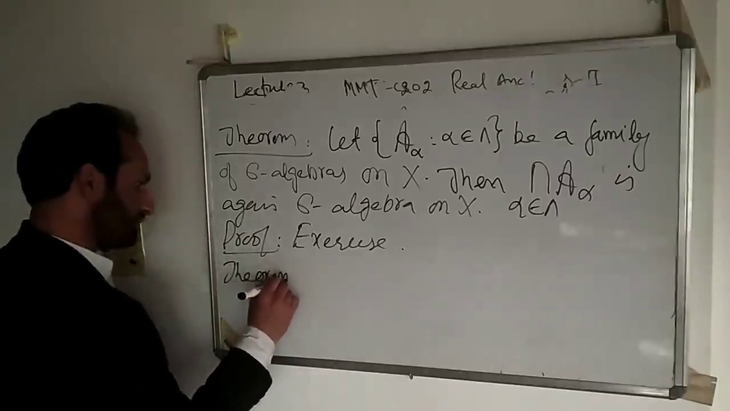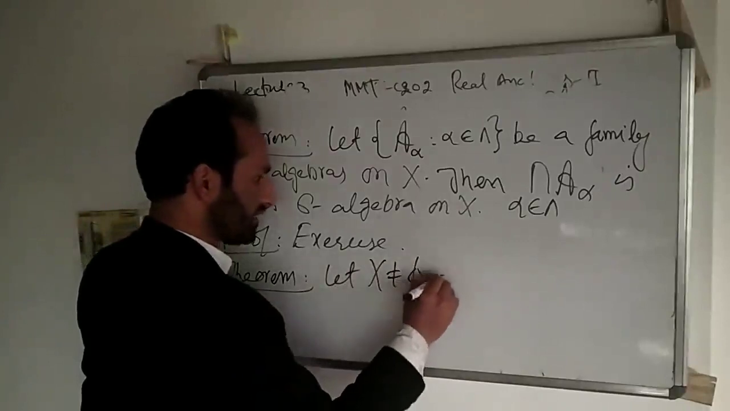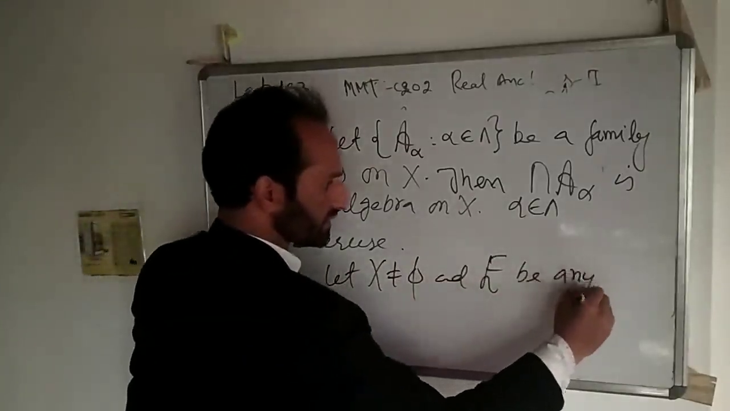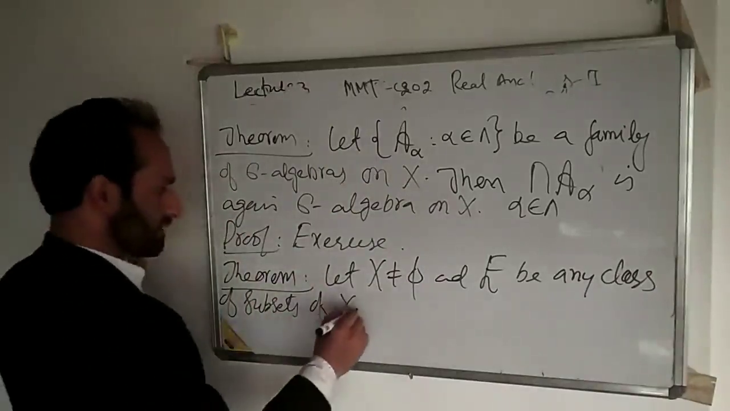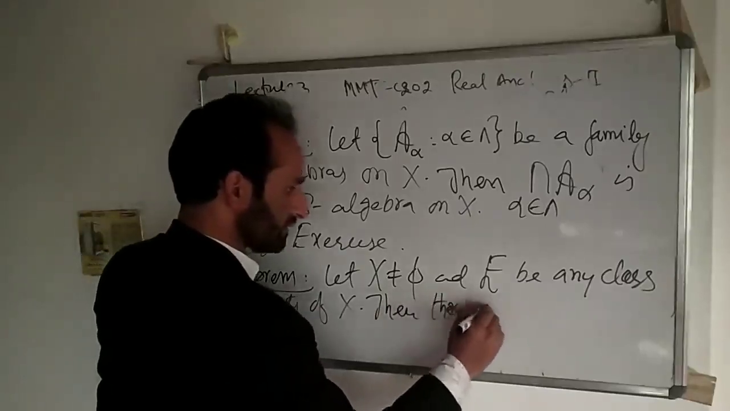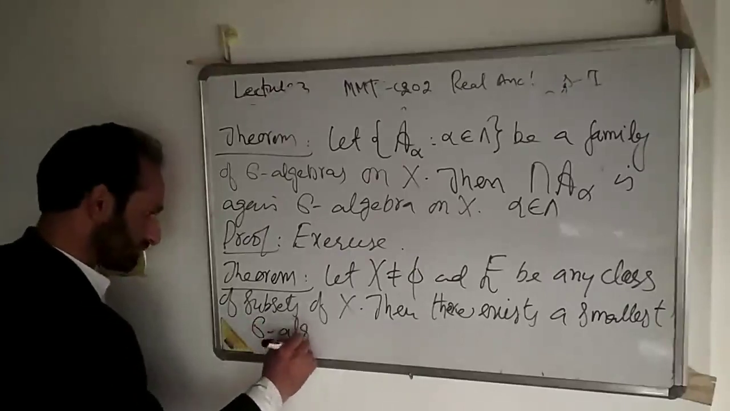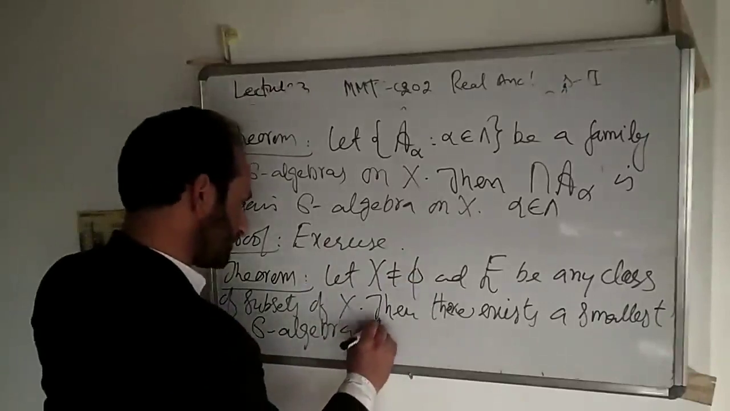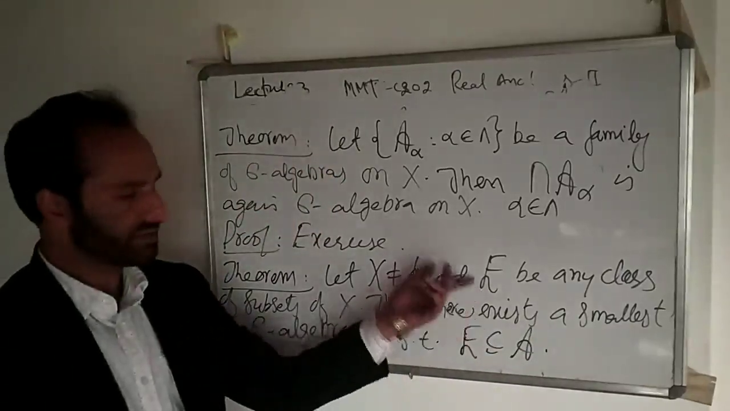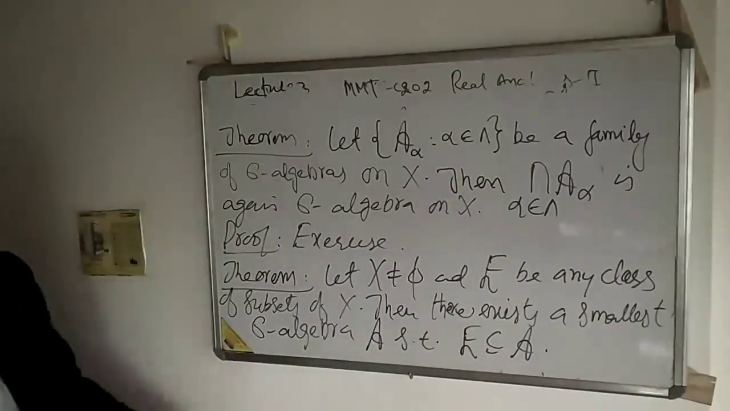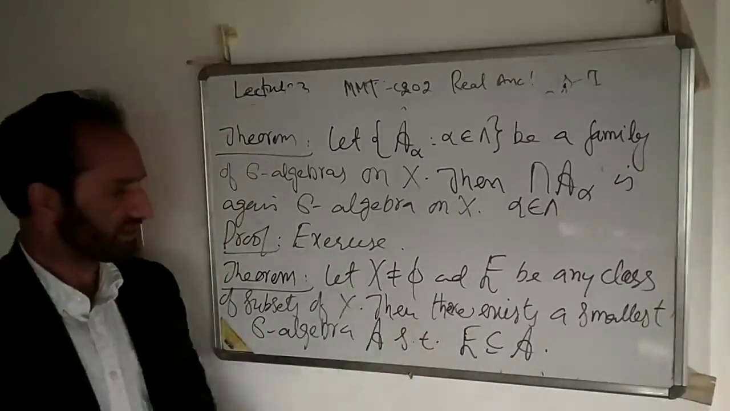And we have one more theorem. Let X be not equal to empty set and F be any class of subsets of X. Then there exists a smallest sigma algebra A containing F, such that F is contained in A. So given any class of subsets of X which is not an algebra or sigma algebra, we can always find the smallest sigma algebra A which contains F.